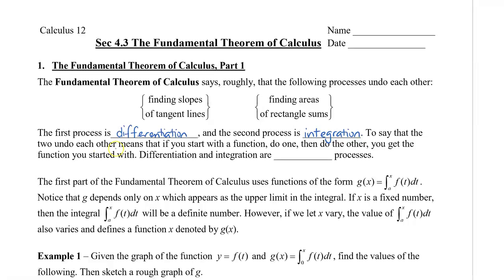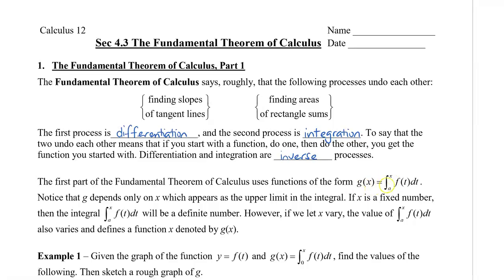To say that the two undo each other means that if you start with a function, do one, then do the other process, you're going to get the function that you started with. So therefore, differentiation and integration are inverse processes. Now, there are actually two parts to the fundamental theorem of calculus, and we're going to take a look at the first part. So the first part requires that we use an integral of this form.